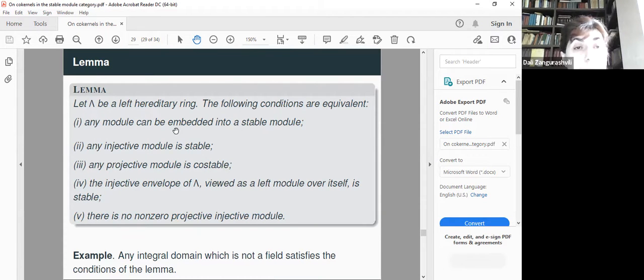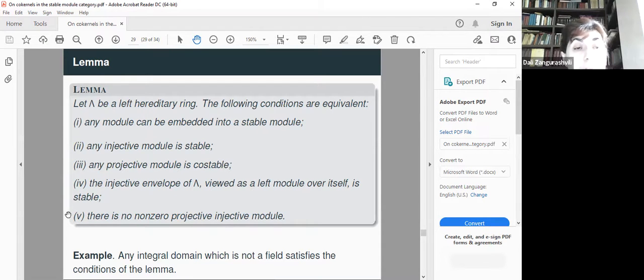First of all, notice that we have the following equivalent conditions for a left hereditary ring. The first asserts that any module can be embedded into a stable module. The second asserts that any injective module is stable. The third asserts that any projective module is costable. A costable module is defined dually. The fourth condition is that the injective envelope of lambda, viewed as a left module over itself, is stable. And the fifth condition is that there are no non-zero projective injective modules.